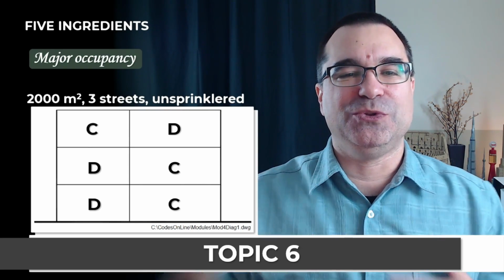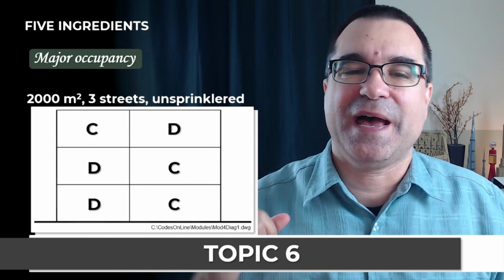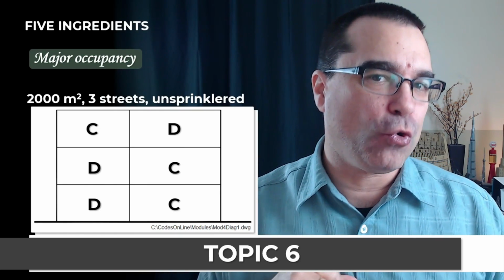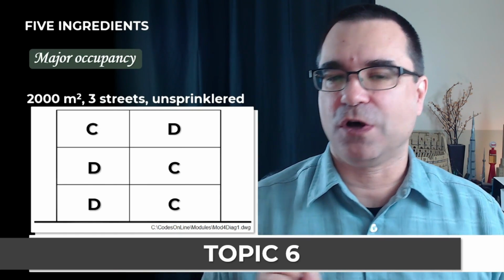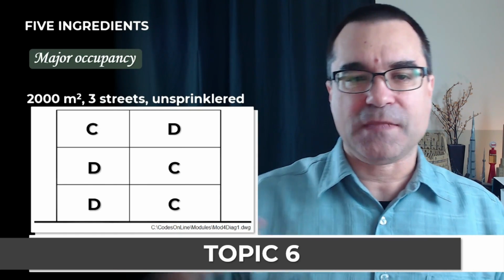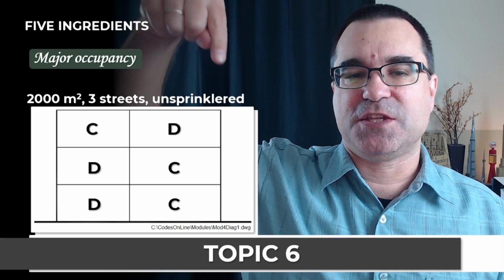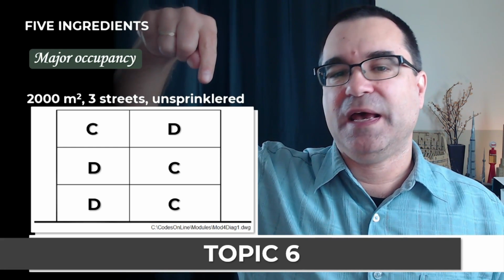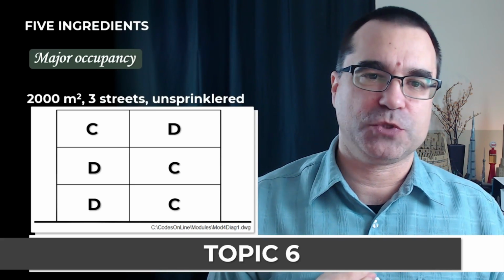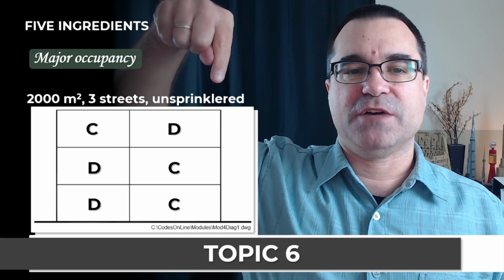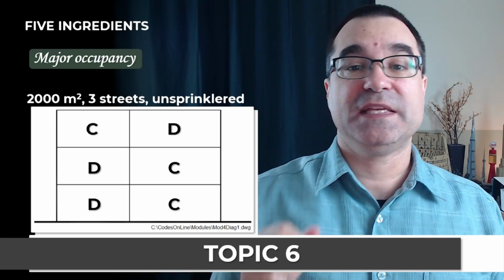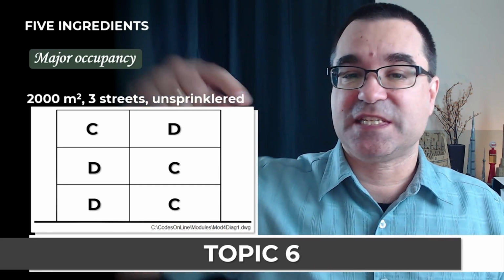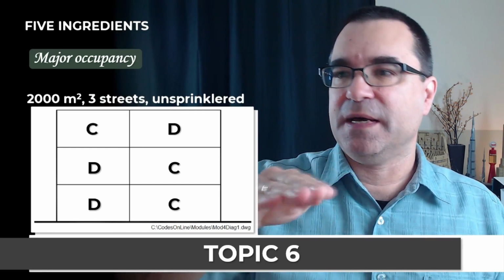Well, that's what we're going to be doing right now, by me showing you what's going to happen. This example is in your course notes as well, so you can follow along in your course notes too. But let's look at the case of this 3-story building. Let's assume this 3-story building that I'm showing you has an area of 2,000 square meters. It's facing 3 streets, and the building itself is unsprinklered.